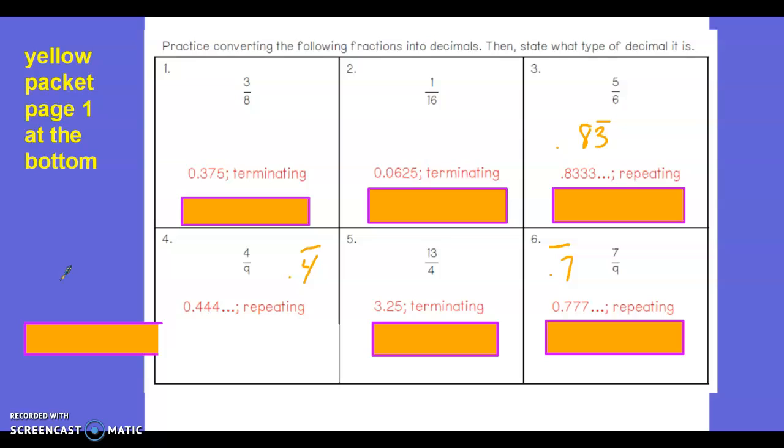Okay, check your answer with what I have on my screen and see how you did. On number 3, it's 0.8333. Since those 3's are repeating, you can write it with that vinculum above the top. Same thing with problem 4. You could write it like this, and problem 6 could be 0.7 with the bar over the top. Let's go ahead and continue.